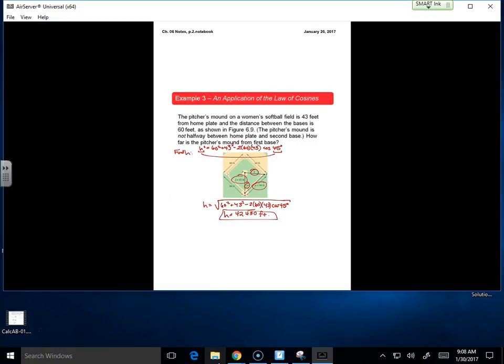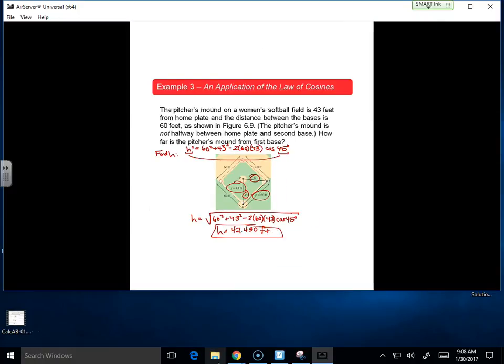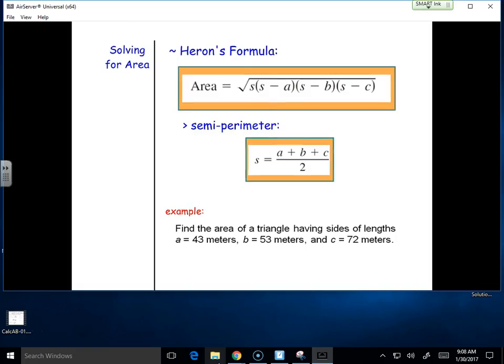we did an application problem of a women's softball field. And this little phrase right here, the pitcher's mound is not halfway between, showed us that it was not a right triangle, so we couldn't just use Pythagorean, we had to use law of cosines. Careful with your calculator. If you have any questions, you can ask me tomorrow. Okay, here we go. Sorry for taking it away, folks.